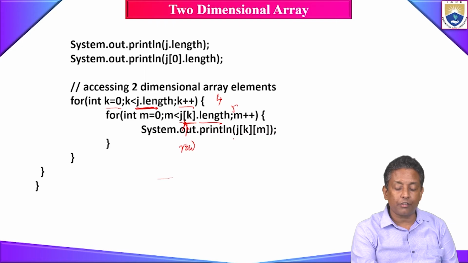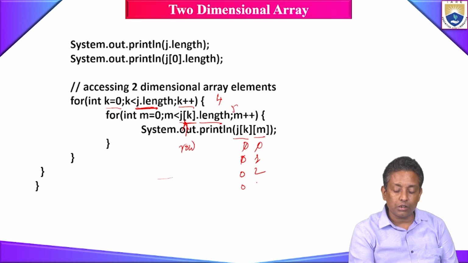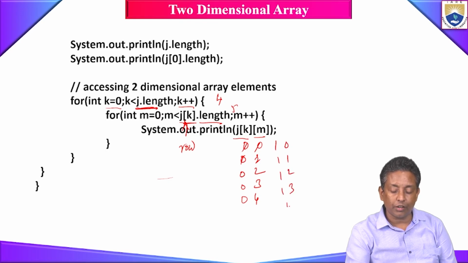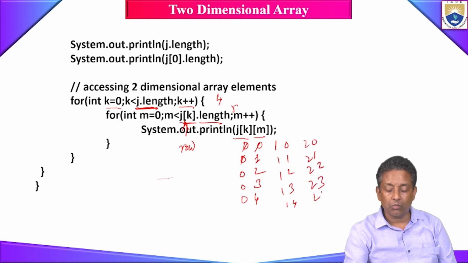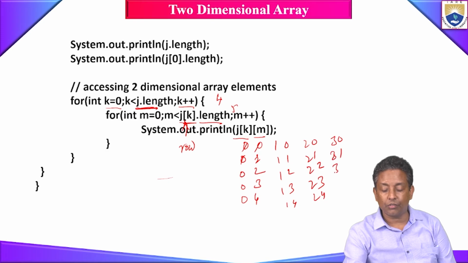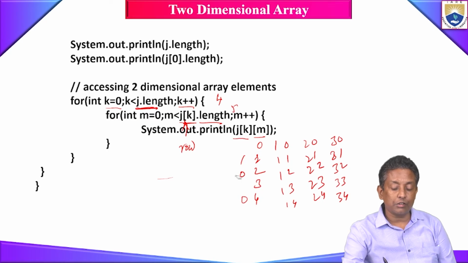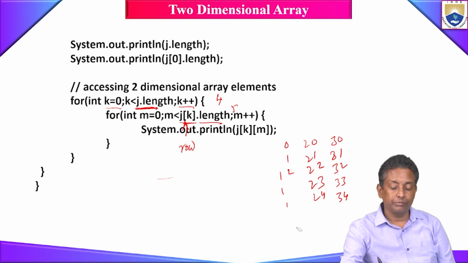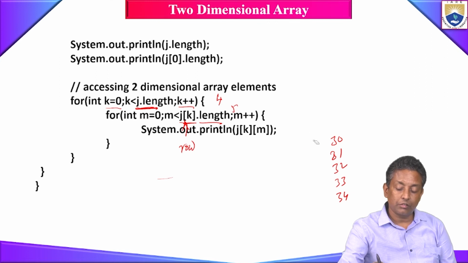So here if you write j of k of m, initially j of k is 0 and m is 0, the next 0, 1, 0, 2, 0, 3, the next 0, 4. The next starts 1 of 0, 1 of 1, 1 of 2, 1 of 3, 1 of 4. The next 2 of 0, 2 of 1, 2 of 2, 2 of 3, 2 of 4. Again 3 of 0, 3 of 1, 3 of 2, 3 of 3, 3 of 4. Like that, the values will be retrieved based on the number of rows and columns.